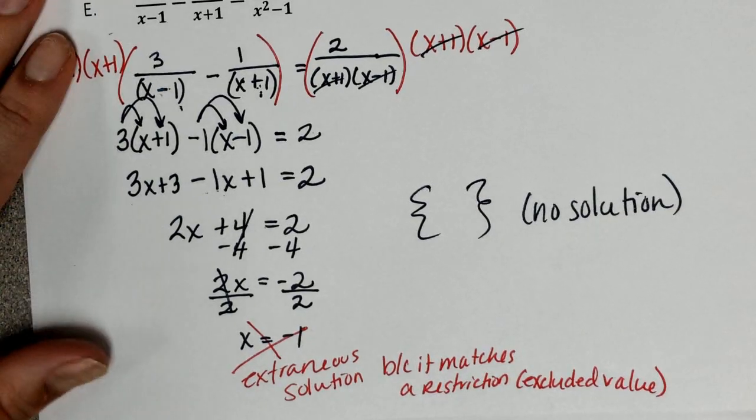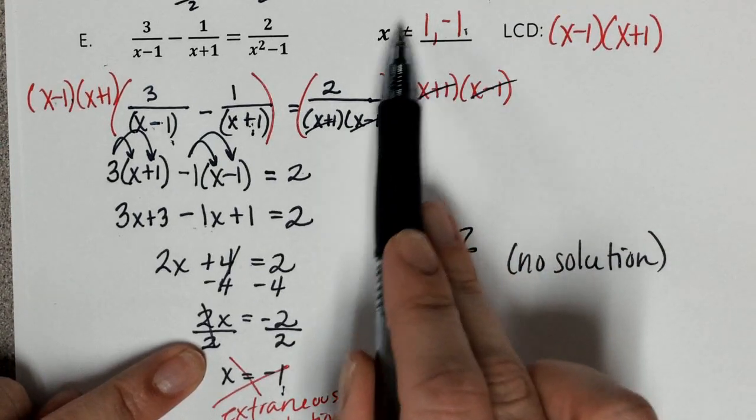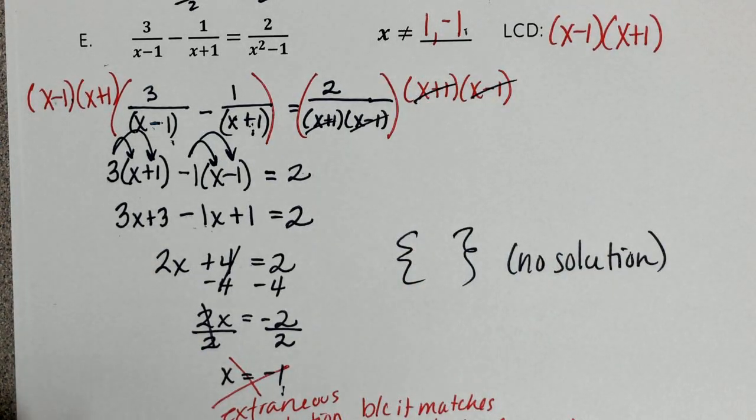Okay, so can't forget to check our answers against our restriction. That's part of the reason why we figure those out right at the beginning.